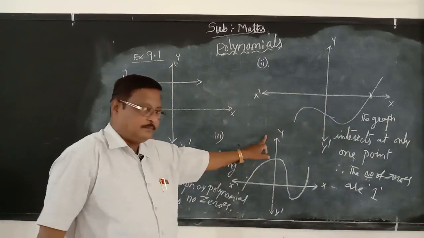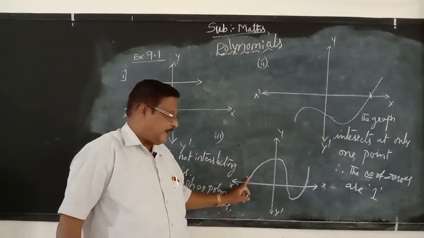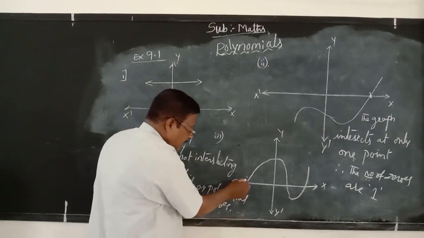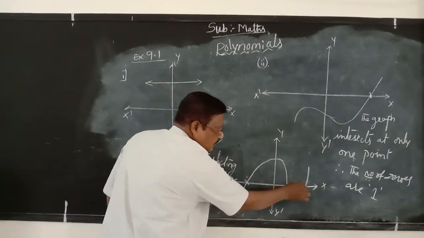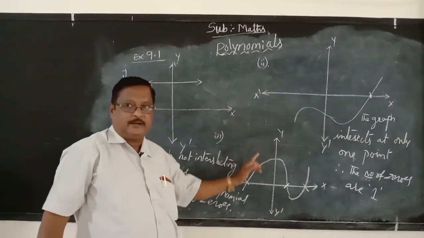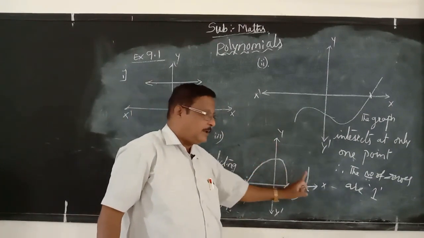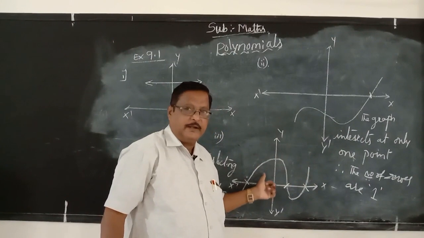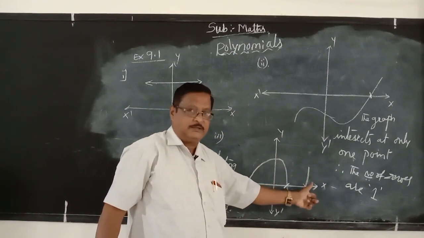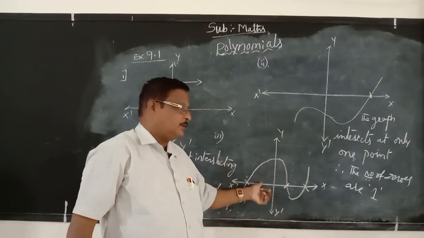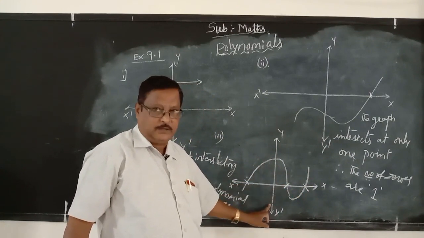See the third one. Here the graph intersects the x-axis. Here that is 1, next 2, 3. The graph intersects the x-axis at 3 points. Therefore, the number of zeros is 3.